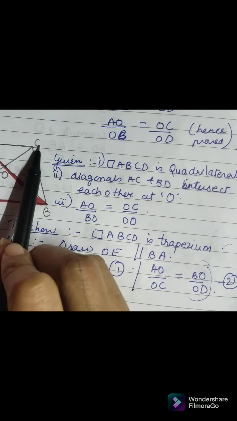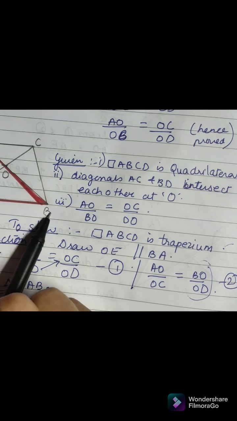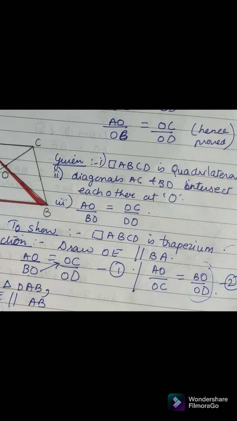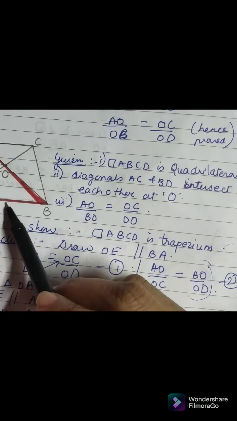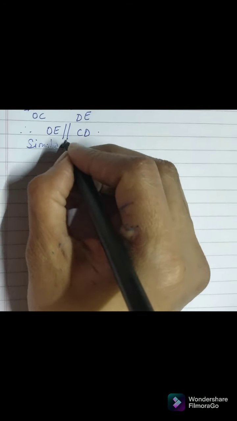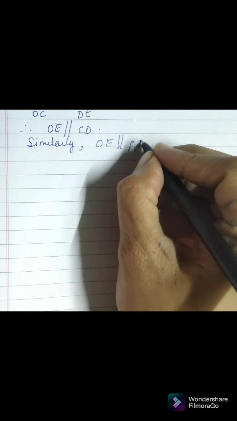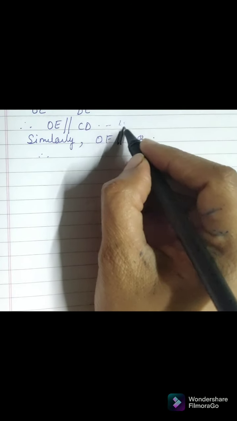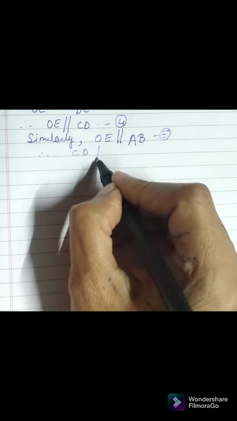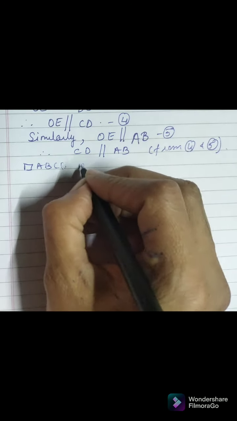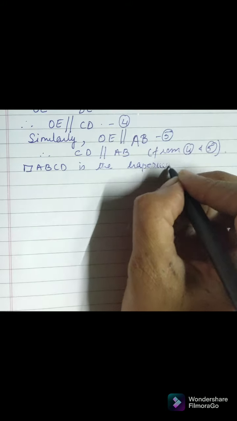Now we have proved OE parallel to CD. Similarly, we can prove OE is parallel to AB. So if this is parallel to this and this is parallel to this, तो ये दोनों भी parallel हो जाएंगे. That is the property of a trapezium, that opposite sides are parallel. So if we prove that these are parallel, then we have done the sum. Therefore, if I mark this 4 and this 5, from 4 and 5 I can see CD is parallel to AB. So if CD is parallel to AB, therefore we can say quadrilateral ABCD is a trapezium. So we are done with 6.2.